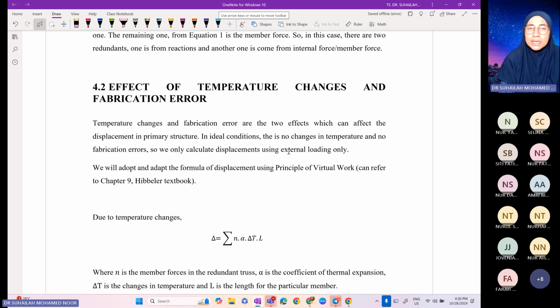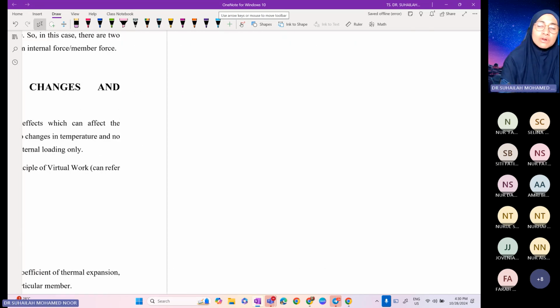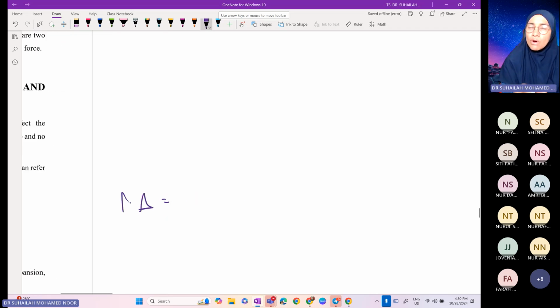So using the unit load method, when we first learned the unit load method last semester, the displacement is under the original formula of the unit load method, when we first learned about this method for determinate structure. So we learned this formula, n small, N capital, one for real, one for virtual, over AE. So this is actually due to external loading.